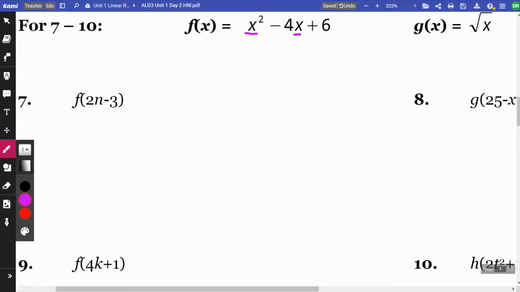But you can't forget that this is also an x in f of x. So 2n minus 3 would have to go in there as well. So just initially, when you plug it in, here's what it looks like. In parentheses, because x squared, so 2n minus 3 squared minus 4. And then x again, so we have to plug in 2n minus 3 again, plus 6. Okay. And then this is all just order of operations and just the algebra stuff.